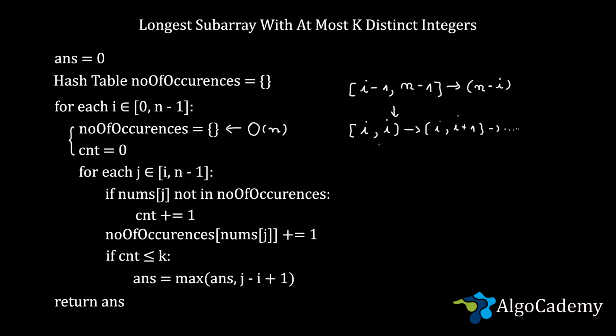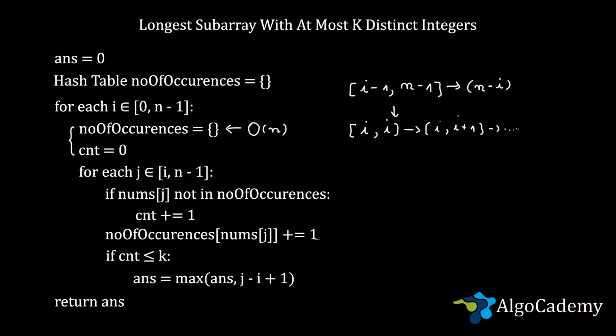I first check if the new element nums of j is not part of our hash table. So it is basically a new value. It hasn't been encountered in this subarray yet. And if so, I will, of course, increment the number of distinct values. And afterwards, I'm going to increment the number of occurrences of this new element. I'm going to increase it by 1. And don't forget about what happens here.